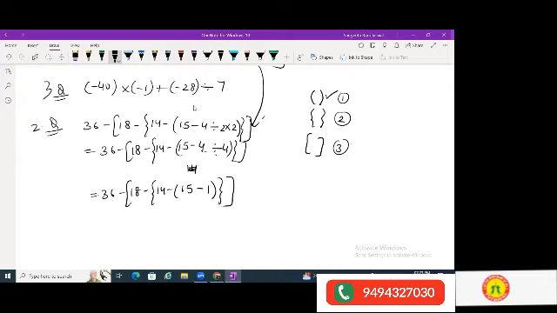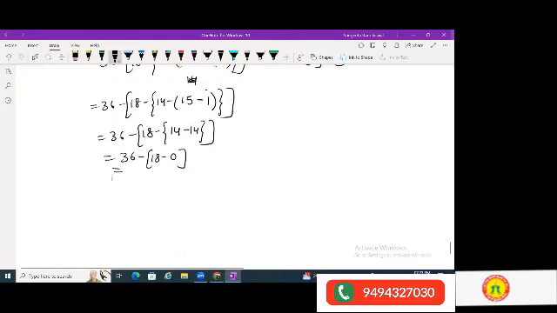Right? Okay. Then our next step will be 18 here. We are opening one bracket at a time and coming out. 15 minus 1 is 14. So one bracket is gone. Then 36 minus 18 minus 14, and 14 minus 14 is 0 now. Another bracket is also gone. Then we have 18 minus 0 is 18 only. So we have 36 minus 18. So 36 minus 18 is 18 only.